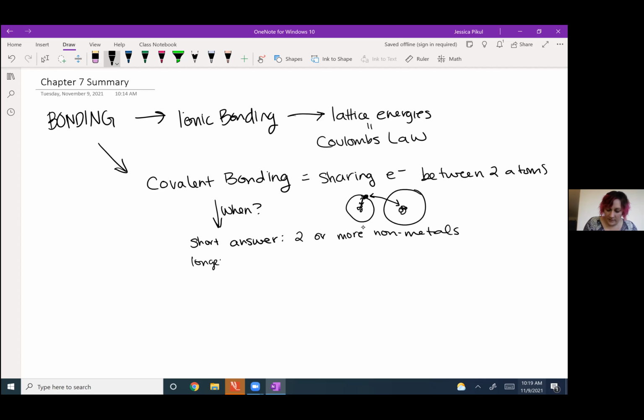The longer answer has to do with electronegativity difference, which we abbreviate delta EN. And so if this is going to be less than 1.9, and that's just the difference between the electronegativities of 2 atoms that are participating in a type of bond. Sorry, let's just say less than 1.9. Then we have a covalent bond.